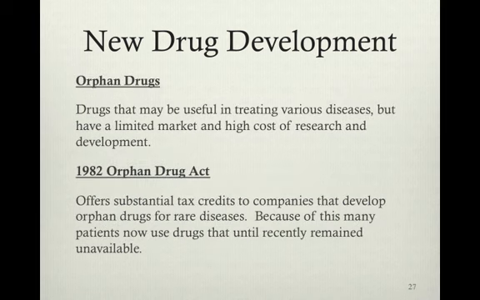Orphan drugs, drugs that may be useful in treating various diseases but have a limited market and a high cost of research and development. And in 1982, the government came up with the Orphan Drug Act. It offered substantial tax credits to companies that developed orphan drugs for rare diseases. Because of this, many patients now use drugs that until recently remained unavailable because there just wasn't enough profit in making that drug for a specific amount of population that drug would help.